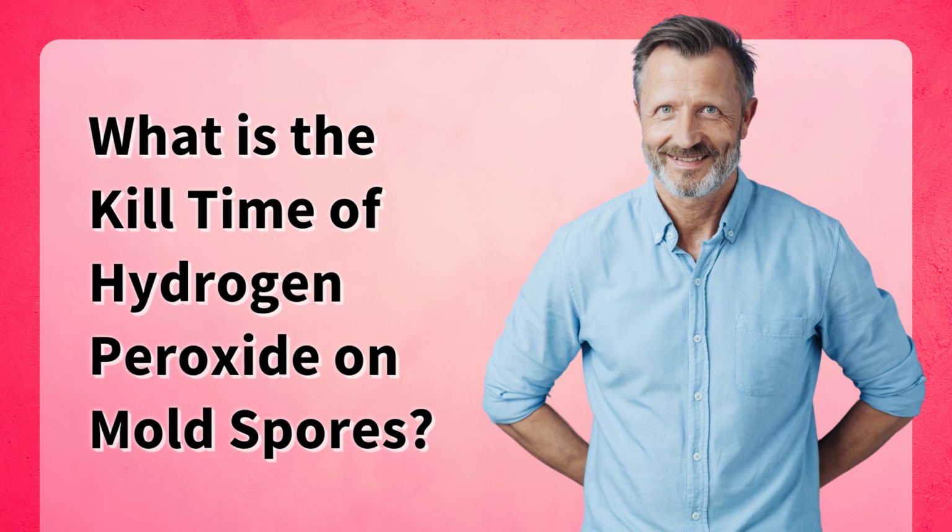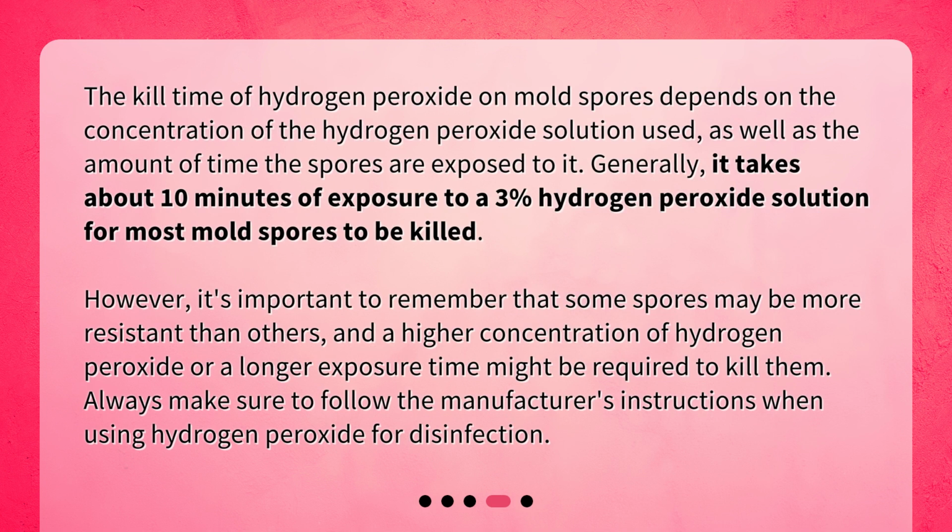What is the kill time of hydrogen peroxide on mold spores? The kill time of hydrogen peroxide on mold spores depends on the concentration of the hydrogen peroxide solution used, as well as the amount of time the spores are exposed to it. Generally, it takes about 10 minutes of exposure to a 3% hydrogen peroxide solution for most mold spores to be killed. However, it's important to remember that some spores may be more resistant than others, and a higher concentration of hydrogen peroxide or a longer exposure time might be required to kill them. Always make sure to follow the manufacturer's instructions when using hydrogen peroxide for disinfection.